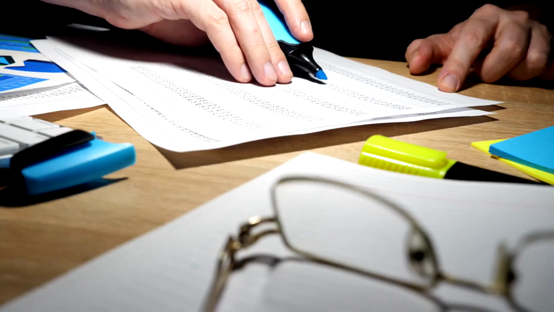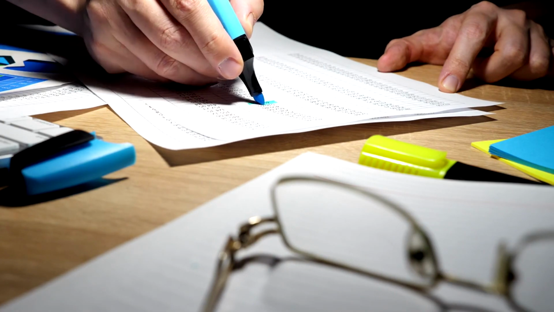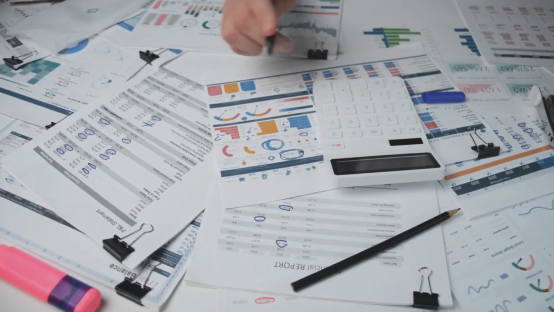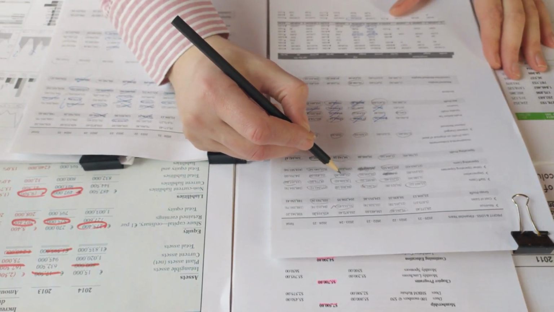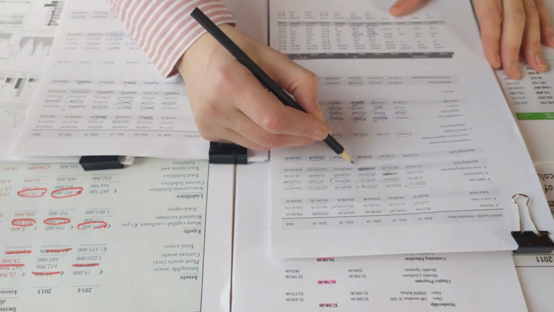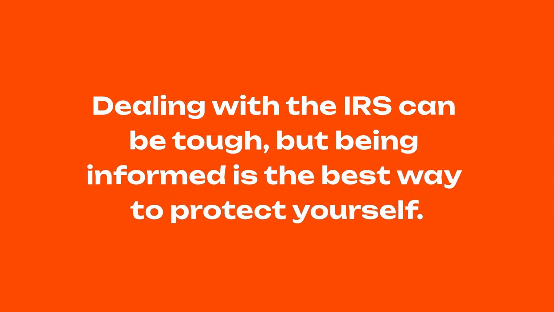To sum it all up, Form 886A is a critical piece of the puzzle in an IRS audit. It's your window into the examiner's reasoning. By understanding what it is and knowing your rights, you can handle the audit process with more confidence. I hope this has been informative. Dealing with the IRS can be tough, but being informed is the best way to protect yourself.